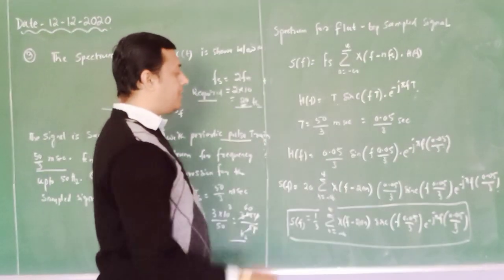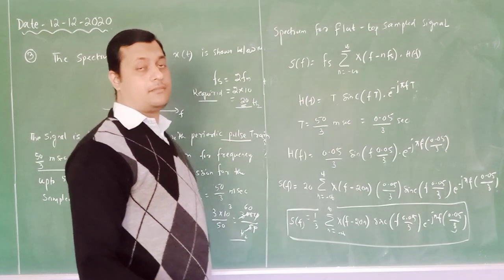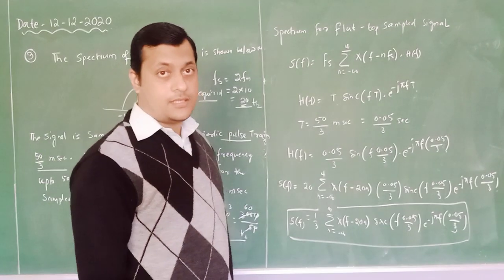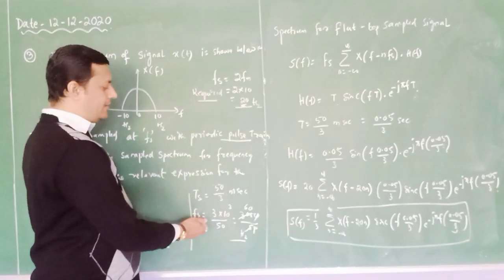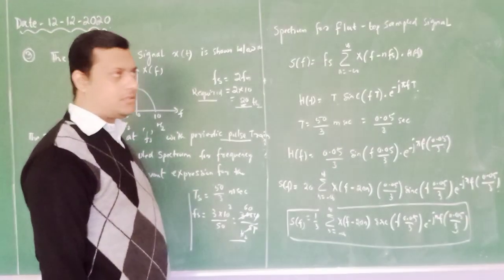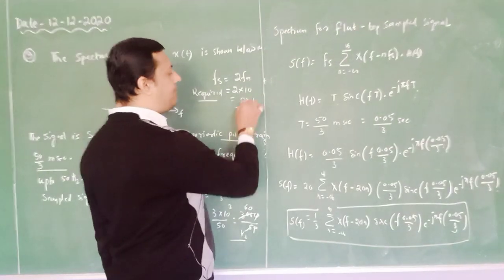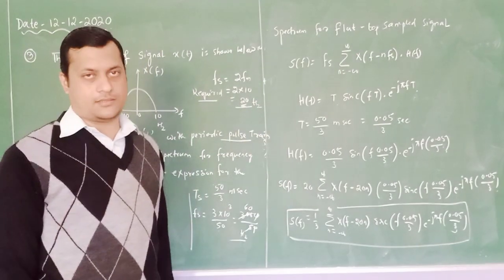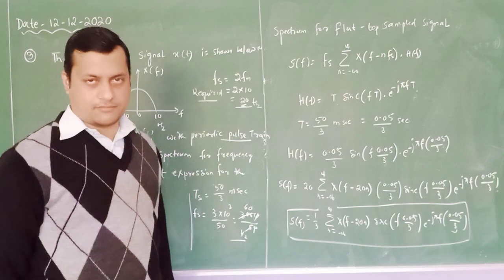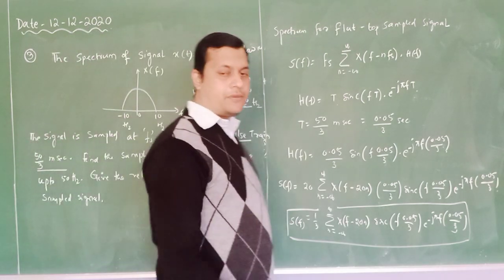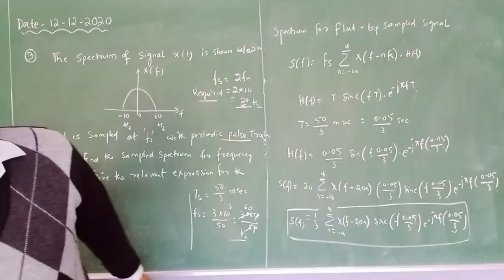And how will we decide whether the spectrums are going to overlap or not? Here you can see it is sampled at a rate of 60 Hz, but here it is sampled at a rate of 20 Hz. So that means there is no chance of overlapping of spectrum. Okay. Now we need to represent the spectrum.